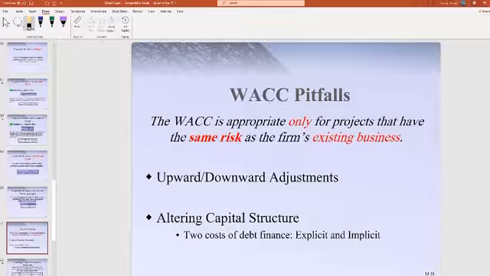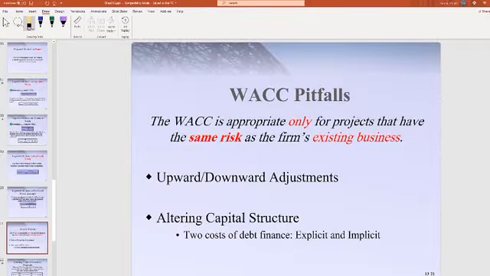Now let's talk about altering capital structures. When we say capital structure, we mean debt and equity. If the firm changes the proportion or the amount of debt and equity in the capital structure, this will have some cost on the company. We have explicit cost and implicit cost, I will explain them. The firm should not alter its capital structure in order to manipulate WACC. So why?